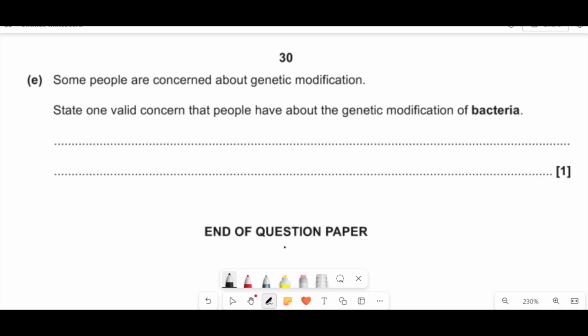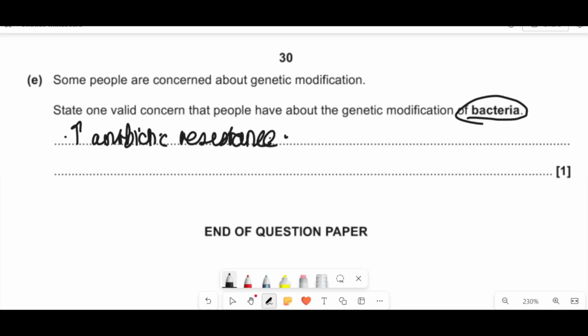There you go. And here it says, some people are concerned about genetic modification. State one valid concern that people have about when you're modifying bacteria. The idea is that you're going to increase antibiotic resistance. Not immunity, antibiotic resistance. Immunity is different. Immunity involves your white blood cells and all that stuff, and this is one singular cell, that's it. So there's a risk of increased antibiotic resistance, which can cause a lot of problems.